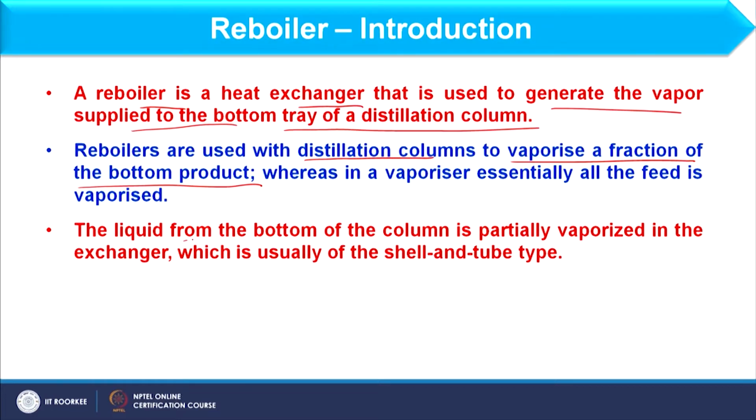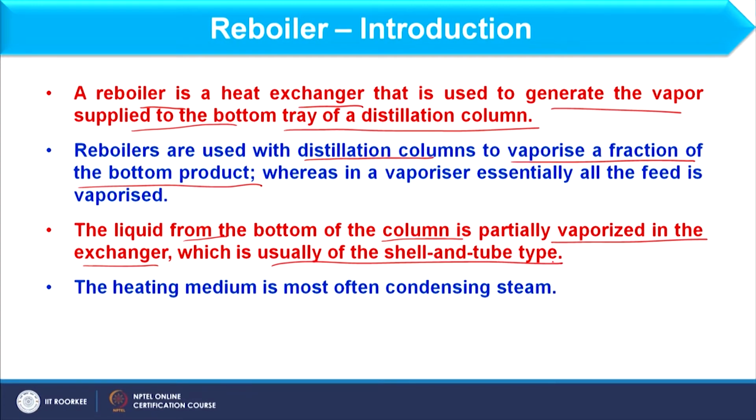Further, the liquid from the bottom of the column is partially vaporized in an exchanger which is usually of shell and tube type. So, reboilers are again a shell and tube type assembly, as we found with the condenser. Here we will classify the reboiler, but those are especially shell and tube type. As far as the heating media in a reboiler is concerned, that is usually steam, because we have to convert the liquid into vapor. The liquid takes heat from a source and is then converted into vapor. So, obviously, we have to provide the heating media at a higher temperature in comparison to the feed to the reboiler. Mostly we use steam, but if any other stream at a higher temperature is available in the plant, we can use that as the heating media.